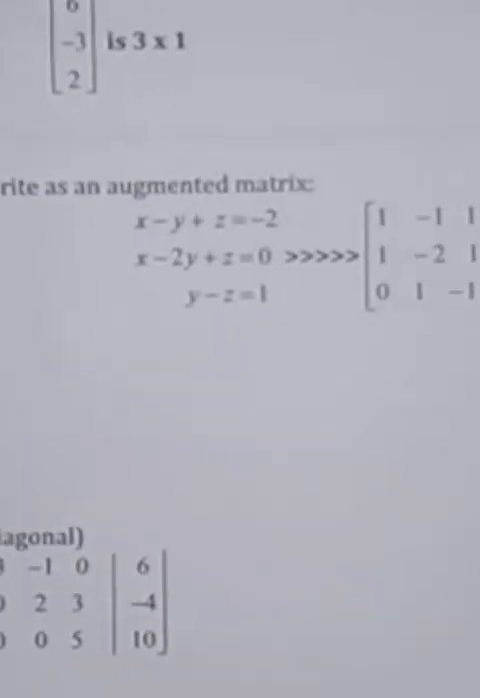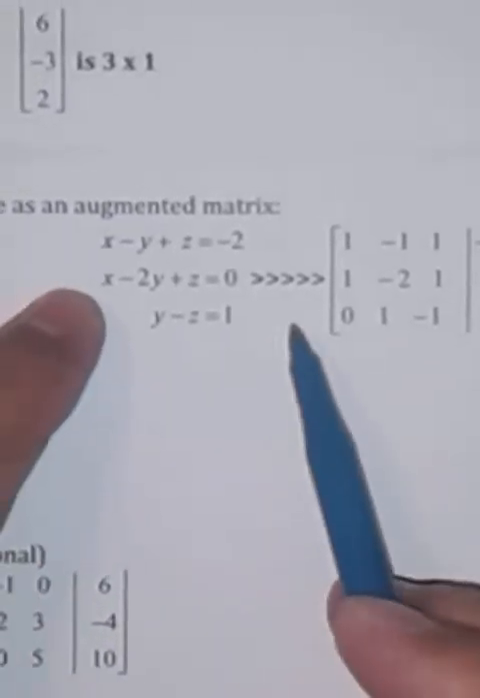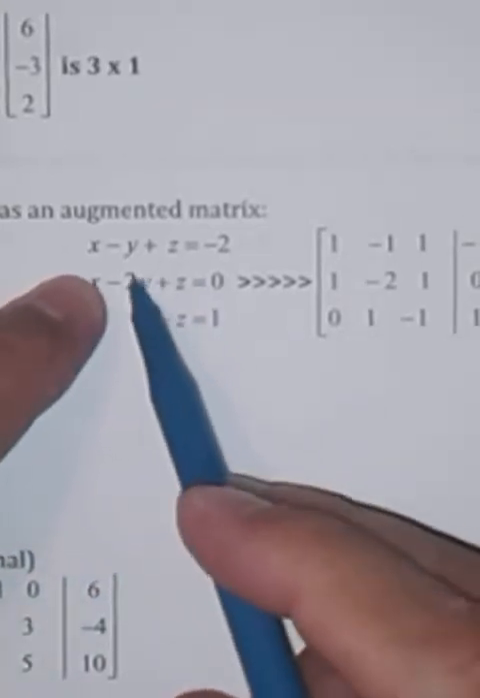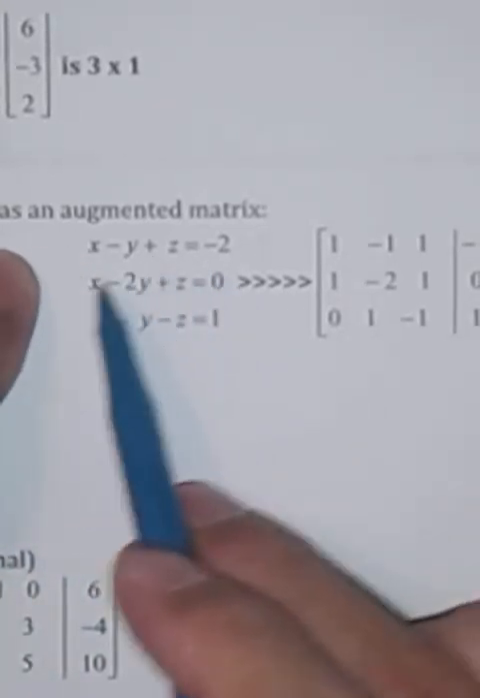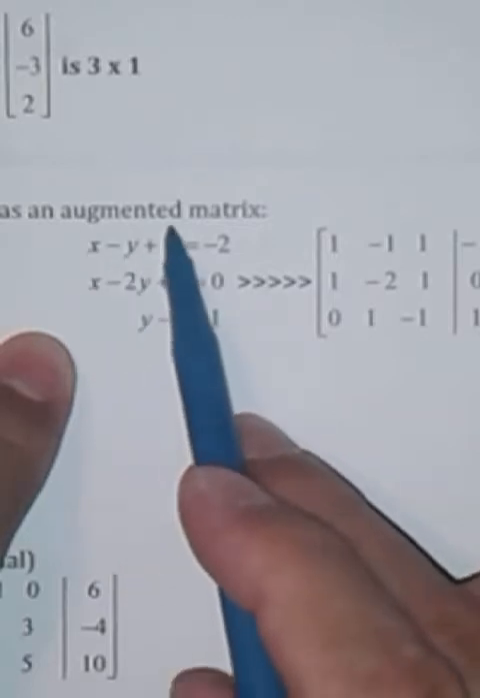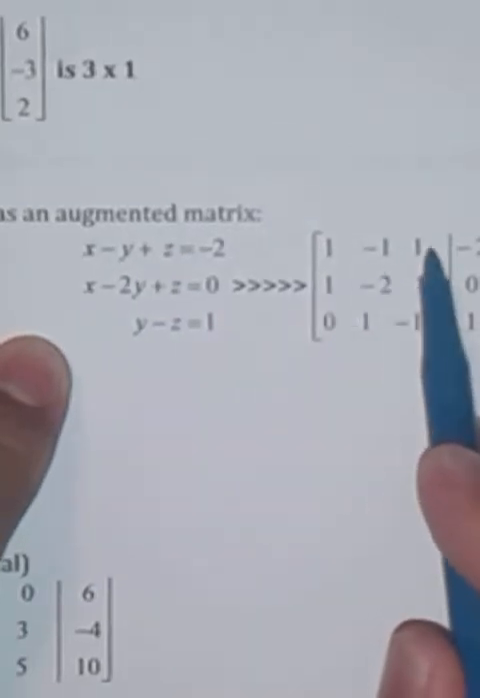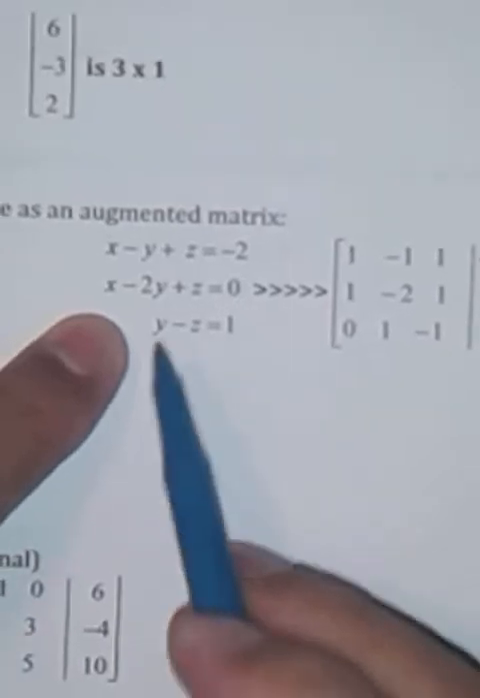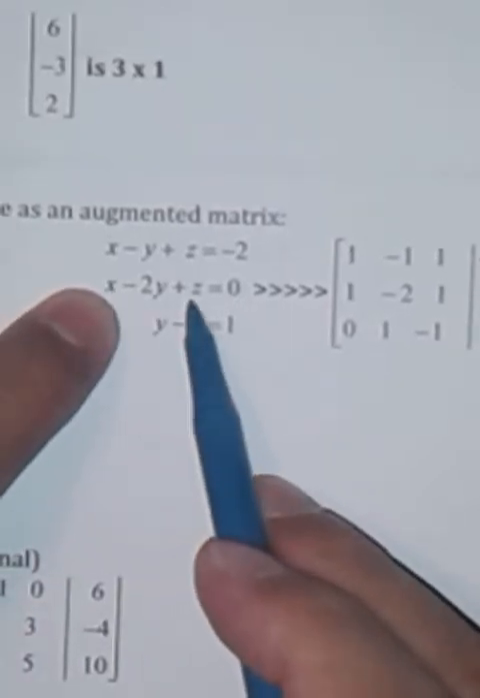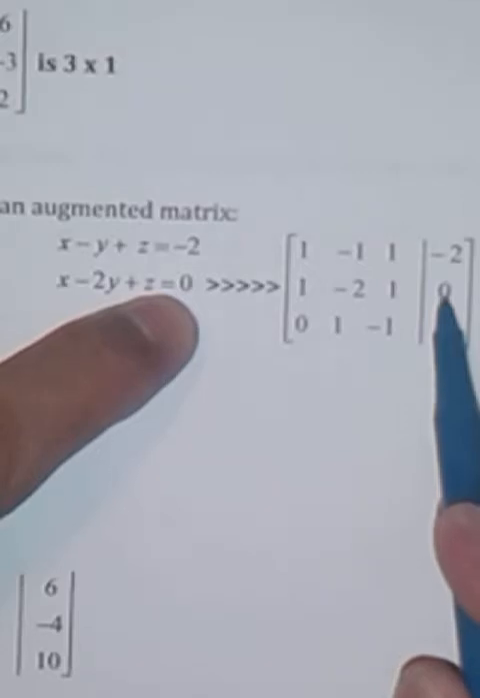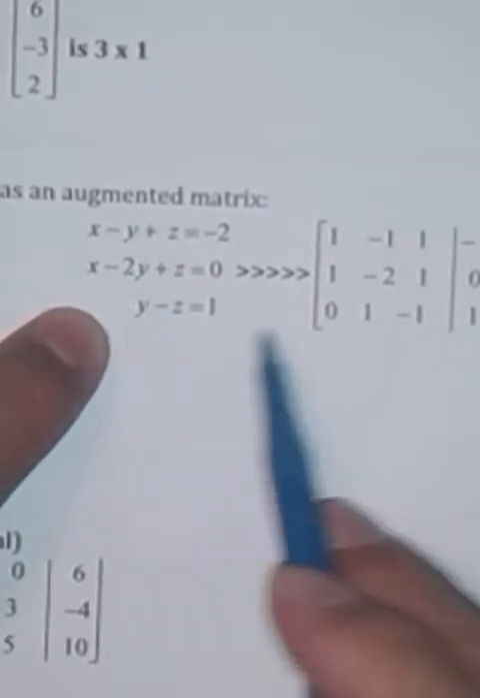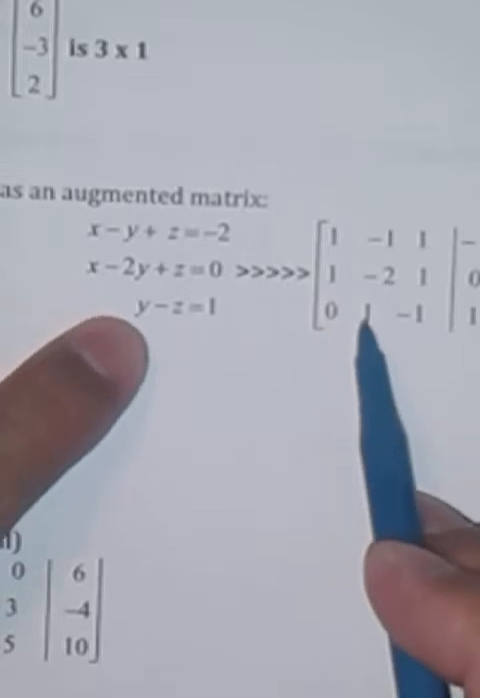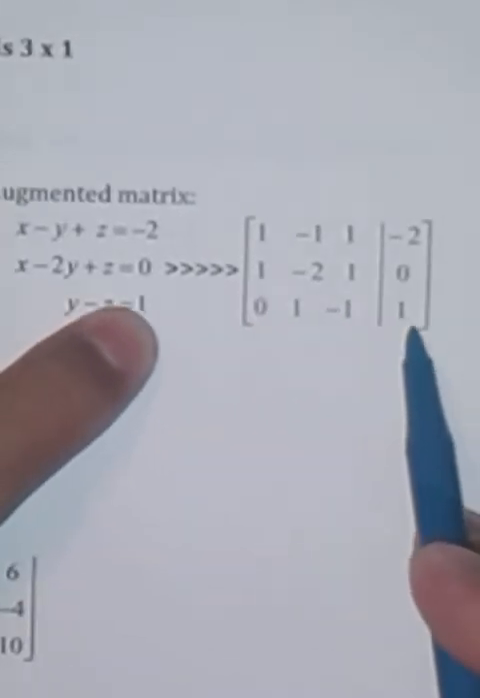Okay, so let's first learn to represent or put the system into an augmented matrix. So let's look at this one, x minus y plus z equals negative 2. So the coefficients are 1, negative 1, 1. The equal sign, and then the negative 2 on the other side. The next equation, 1, negative 2, 1, and then the 0 equals 0. And then there's no x, so x is 0. That means there's 0x, 1y minus 1z equals 1. Okay? So we're able to write a system into an augmented matrix.